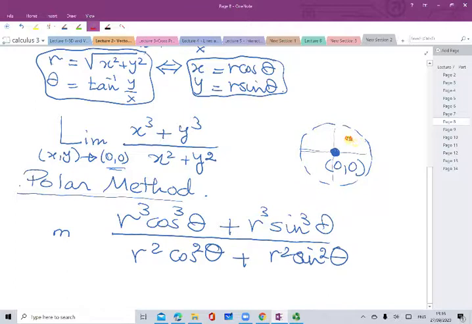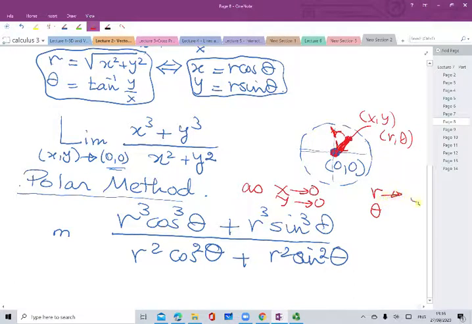If I'm standing at any point here, x and y, and I'm approaching the point (0, 0), now I want to deal with r and theta. What's happening to r and theta? What is the value of r as x approaches 0? This is the question now. As x tends to 0 and y tends to 0, I need to know what happens to r and theta. Actually, r will also tend to 0, because that means I'm approaching the point (0, 0).